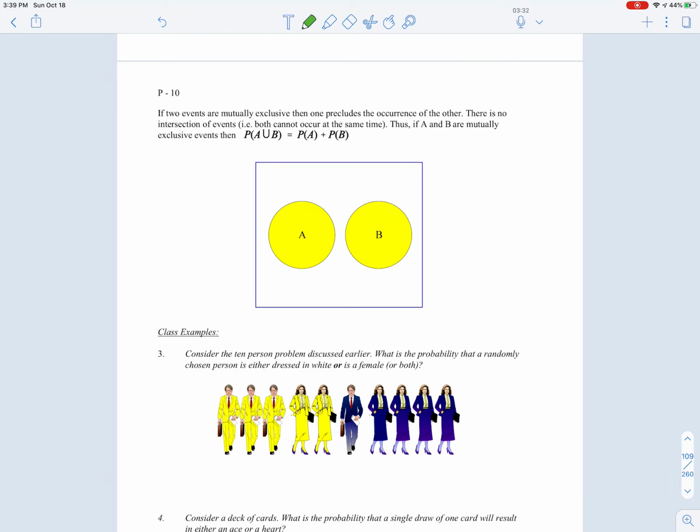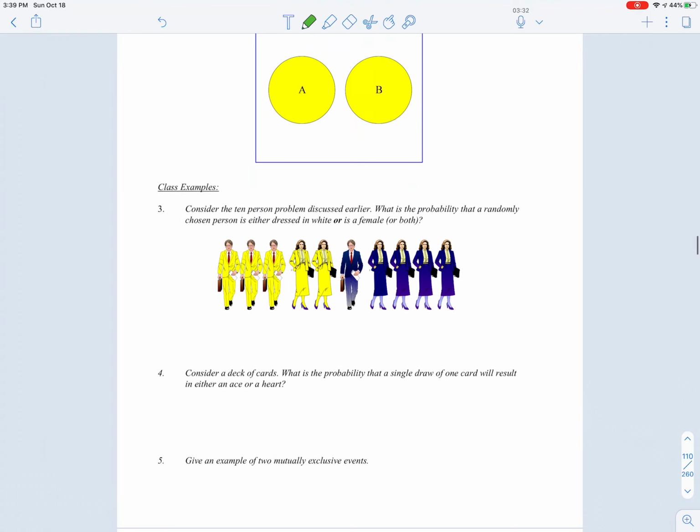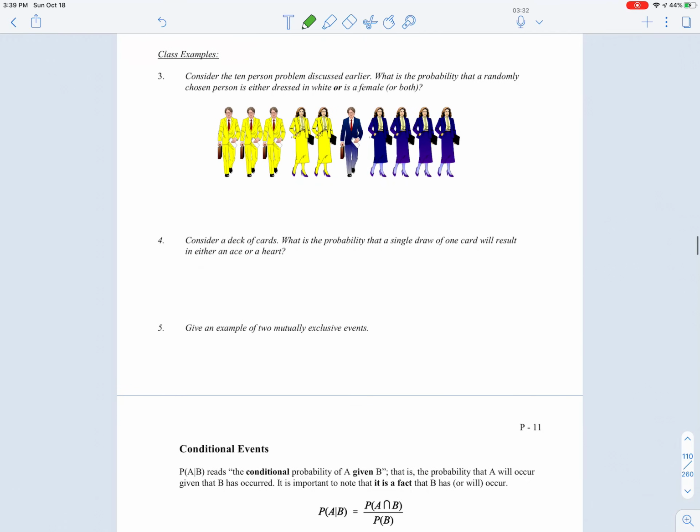But they don't overlap in the experiment. So the intersection of the two then is 0. And that happens with mutually exclusive events. Let's take a look at some examples here.